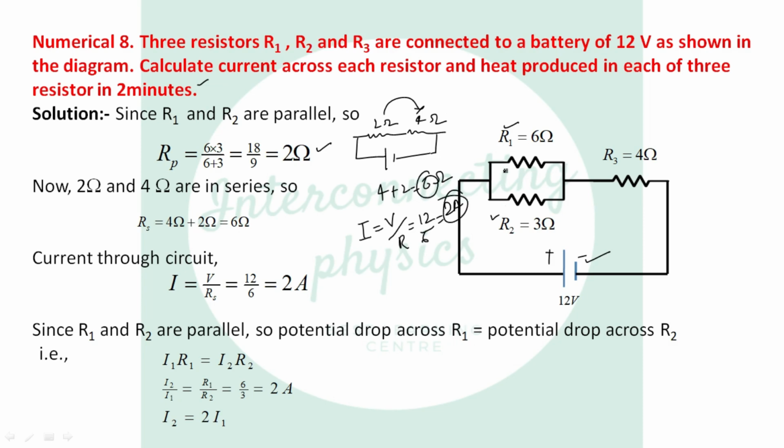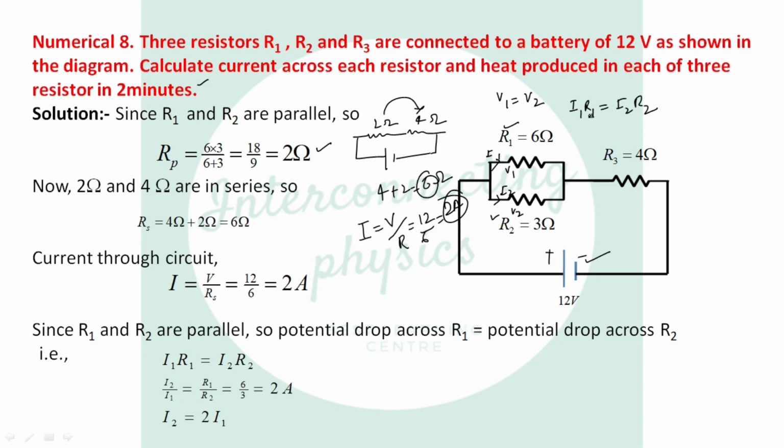Now R1 and R2 are parallel. So that means the potential drop across R1 is equal to the potential drop across R2, because we know that in a parallel combination current gets divided but voltage remains the same. That means V1 equal to V2. If V1 potential is here and V2 potential is here, in parallel combination V1 is equal to V2, and according to Ohm's law, V1 is I1 R1 and V2 is I2 R2. Okay, what is I1? I1 is the current across R1, and I2 is the current across R2, because in a parallel combination current gets divided.